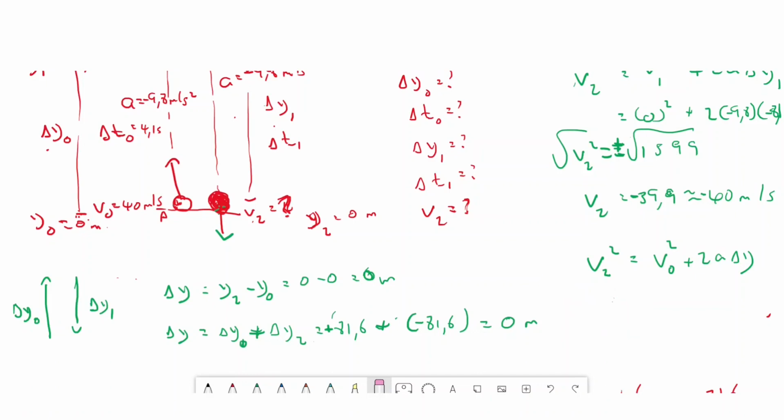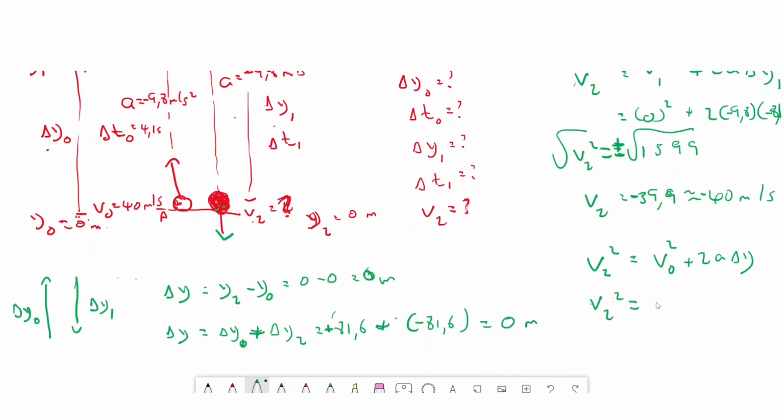And you can also find the total time using that. You can either find the time going up and down, or you can just find the time using the total displacement, right? So if you do this, this is going to be v2 squared equals v0 squared plus, if you substitute this, minus 9.8 times zero. This term is going to be zero. Actually, let me just do it properly so that I don't confuse you guys.